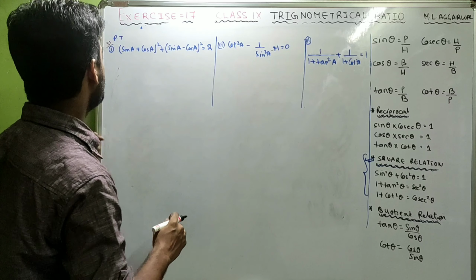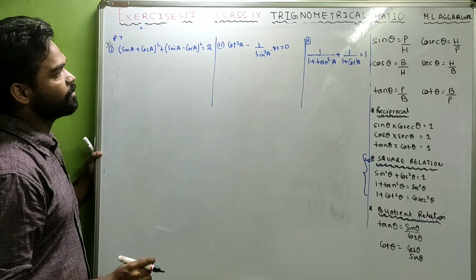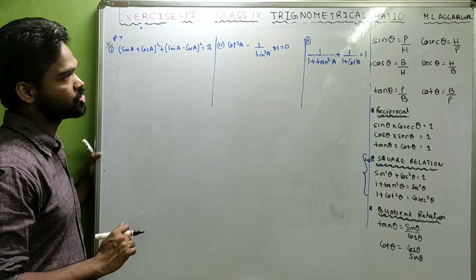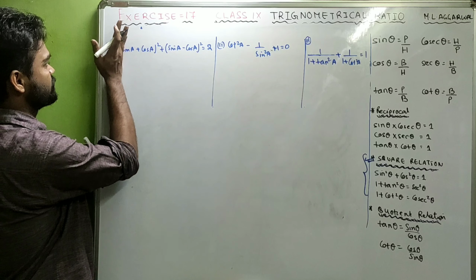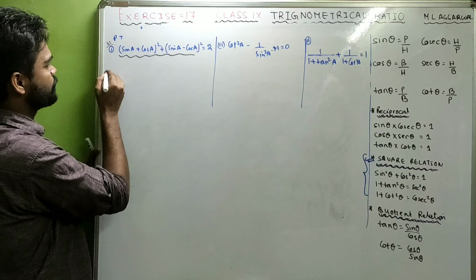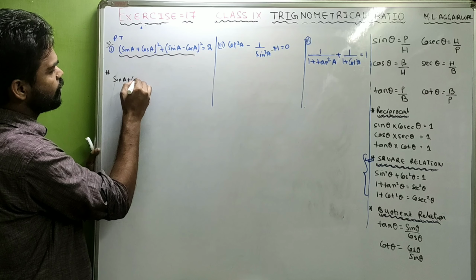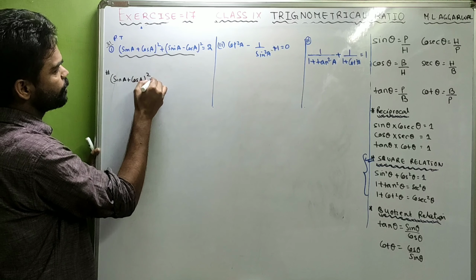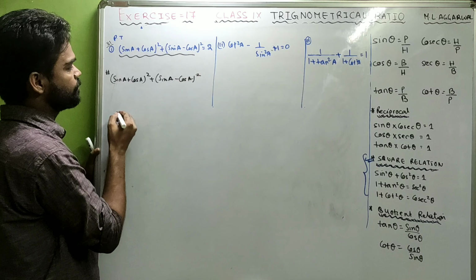Now look at 31 part 1. Prove that sin A plus cos A whole square plus sin A minus cos A whole square is equal to 2. You can still hear the cloud burst. Okay, they're disturbing us. Now let us see. I'll take the left hand side. Okay, so it's sine A plus cos A whole square plus sine A minus cos A whole square.